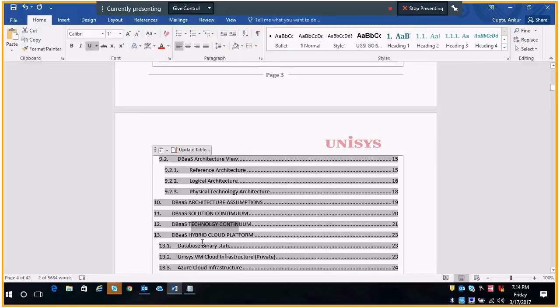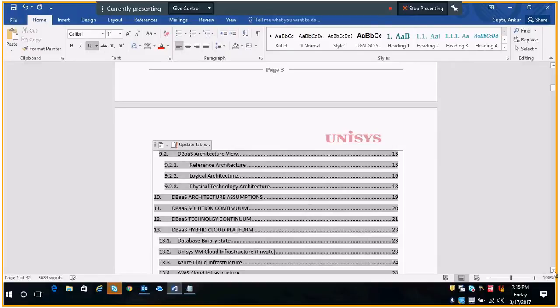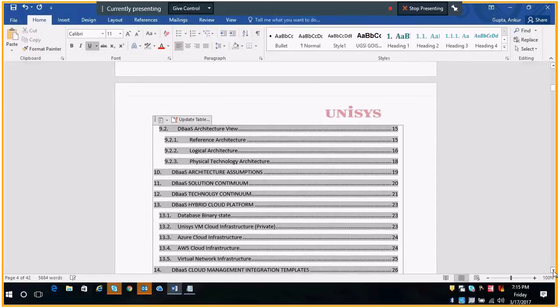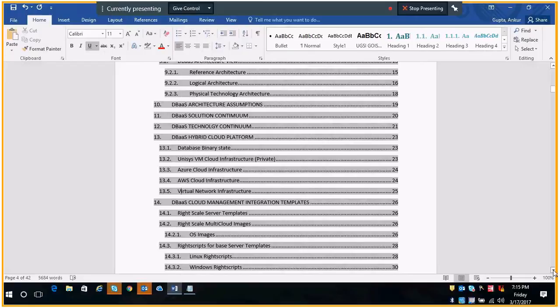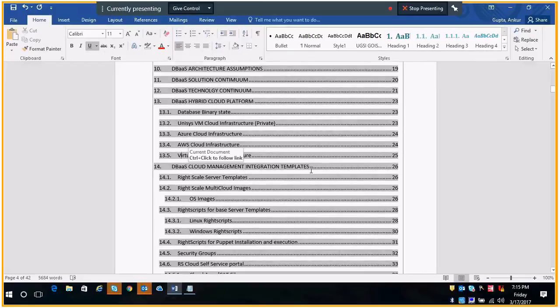We can have one, and then we can remove that particular thing from that. Then we will have a Unisys VM cloud infrastructure, private. What is that? We need to have small, medium, large kind of stuff, Azure infrastructure and Amazon, and then virtual network infrastructure. Last is your link towards all your DBAS cloud management integration templates, which is related to your RightScale part, which we need to have. And then we are talking about your RightScripts for Puppet, security groups, and all those things.